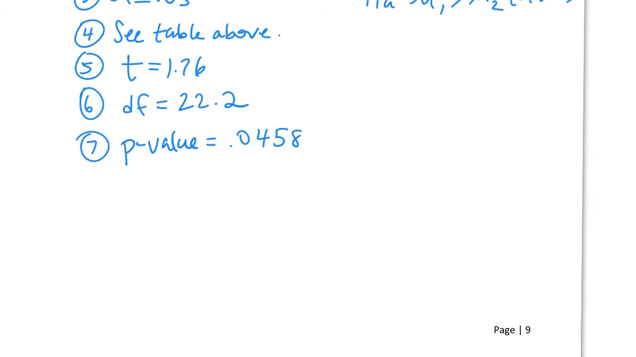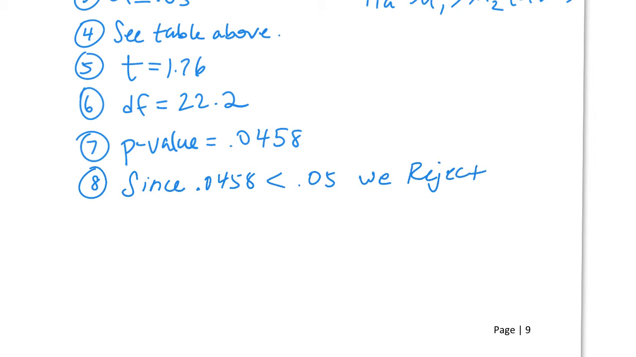Now I'm ready to work on step 8, which is the decision for the test. So since that 0.0458 is below the alpha level of 0.05, we make the decision to reject HO. And step 9 is the conclusion in context. So when you reject HO, phrase 1 is there is enough evidence.